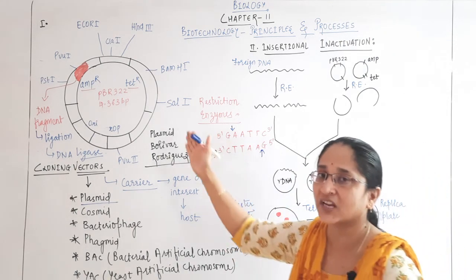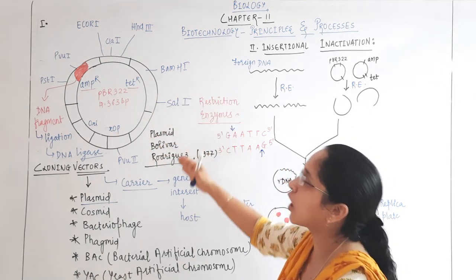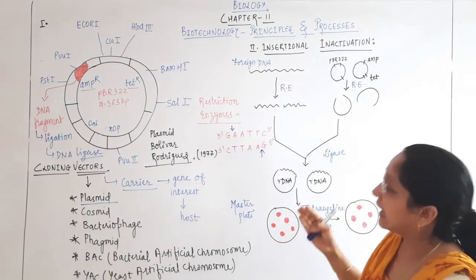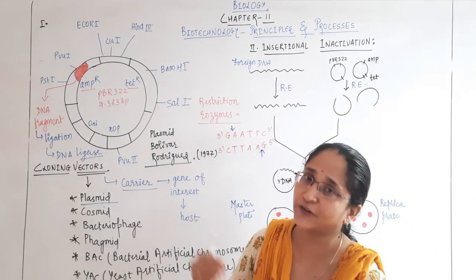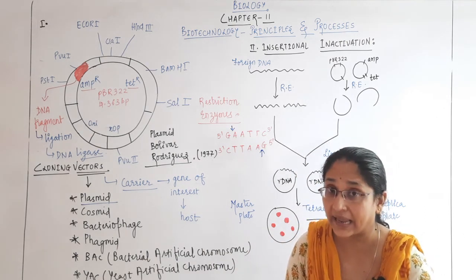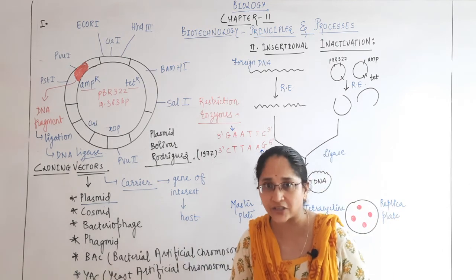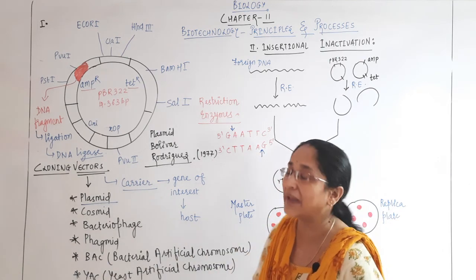Next, after the DNA insert of our interest has been incorporated, the next step is how to locate or differentiate between the recombinant and the non-recombinant DNA. That we will discuss in the next module. In this module, we talked about the cloning vector, basically the plasmid. Thank you.